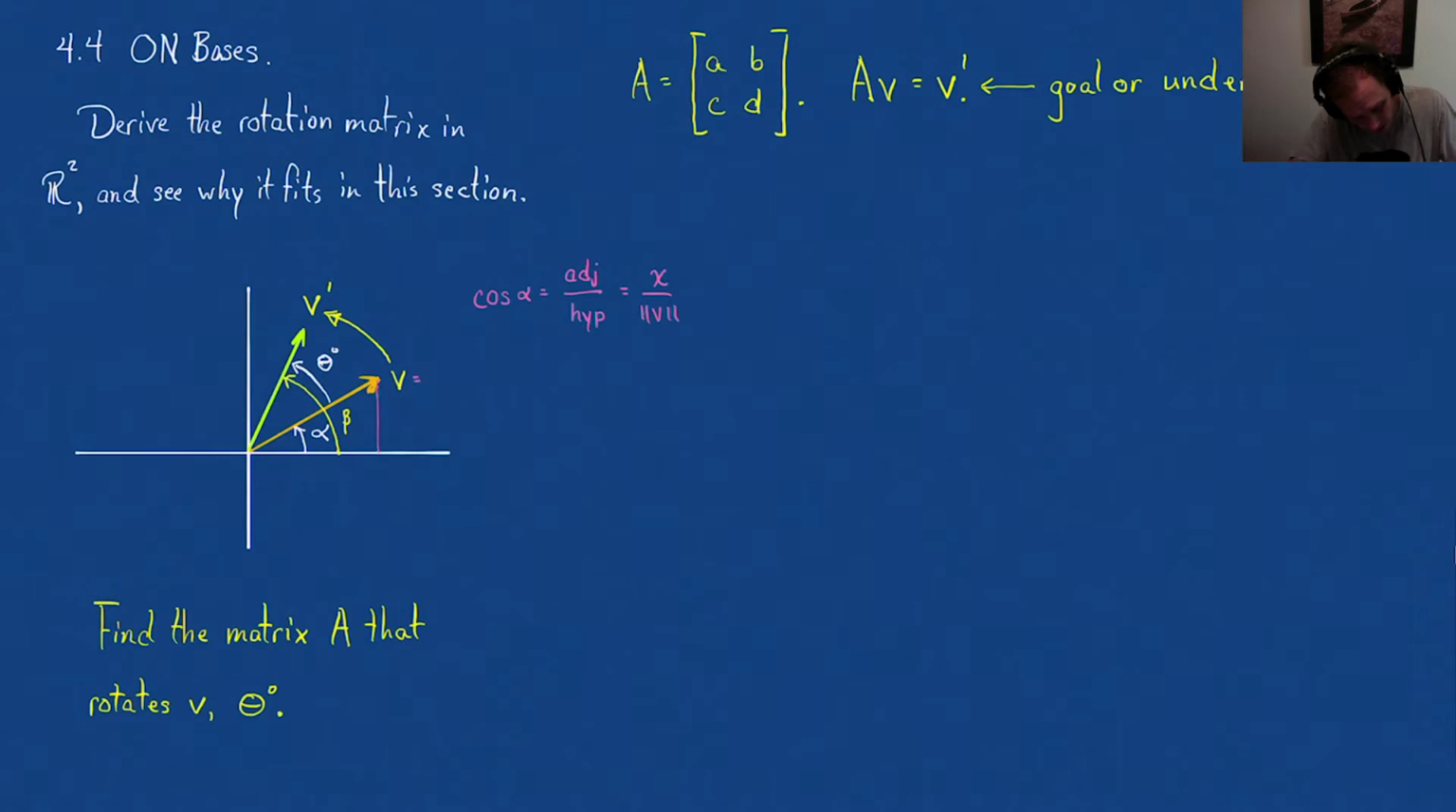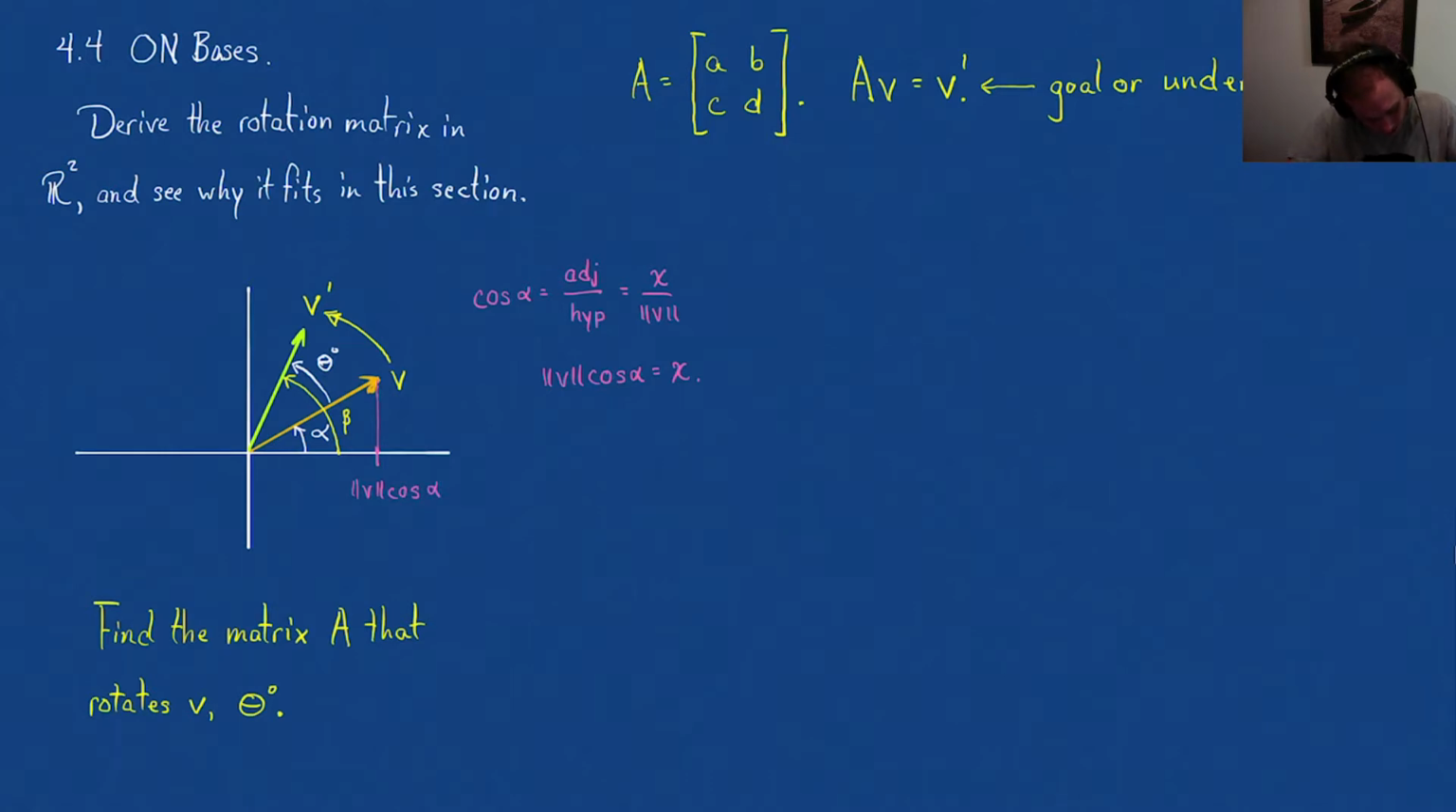So our first coordinate in our vector v is x equals, let me do a little bit of multiplying here. This just says that the length of v times the cosine of alpha equals x. Okay, and so that's this point right here. This is the length of v times the cosine of alpha.